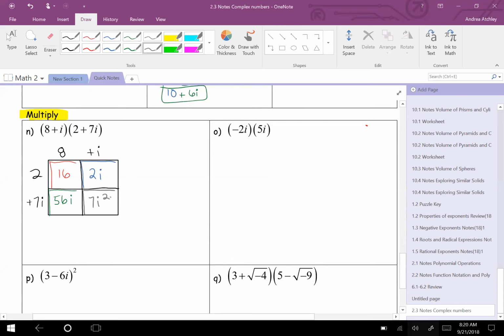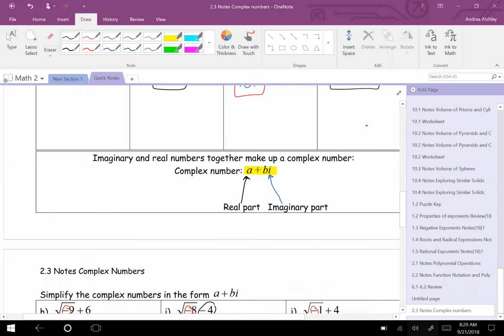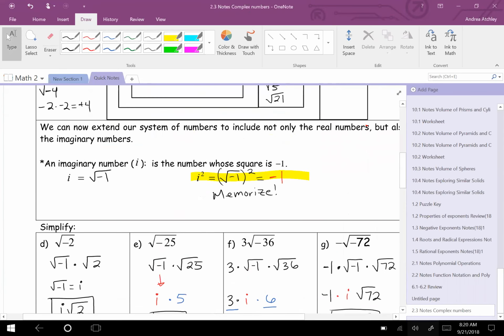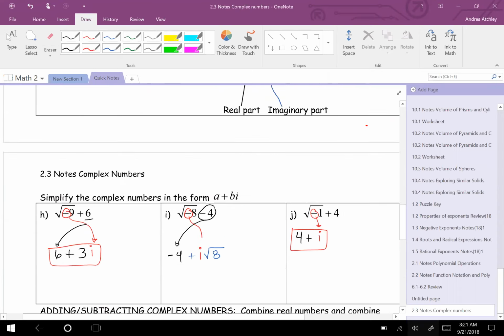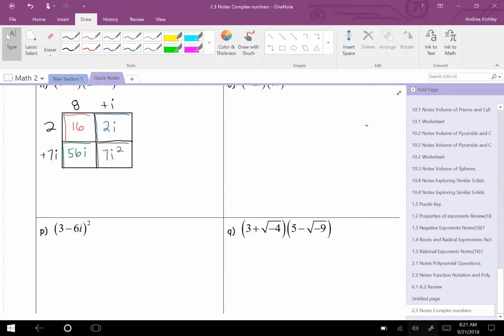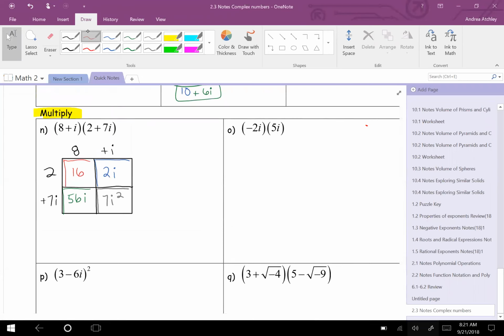Okay, let's review. Going to go back to that first page. Everybody go back, turn it over. What does i squared equal? Negative 1. Okay, so we need to use that here. We're going to write that right down here back on that page. i squared equals negative 1. So we're going to have to use that.